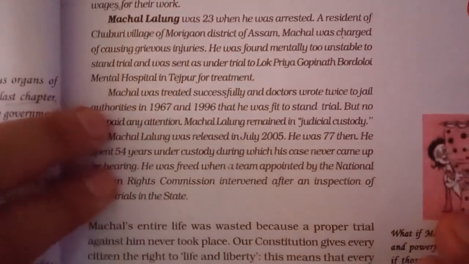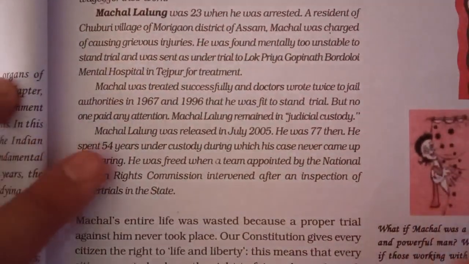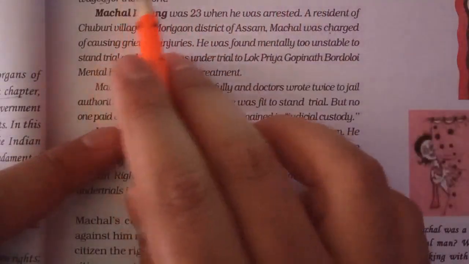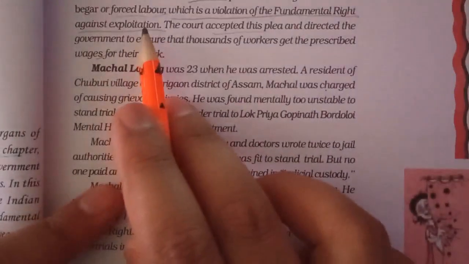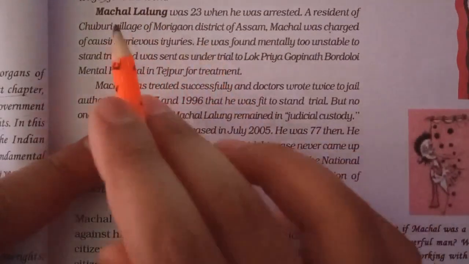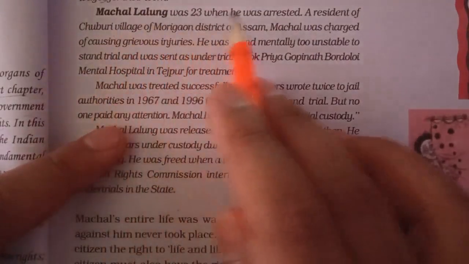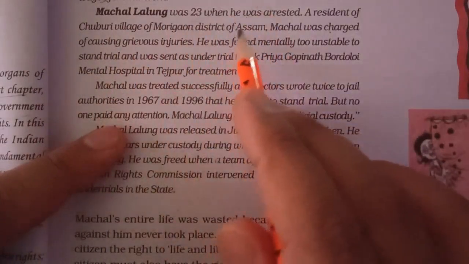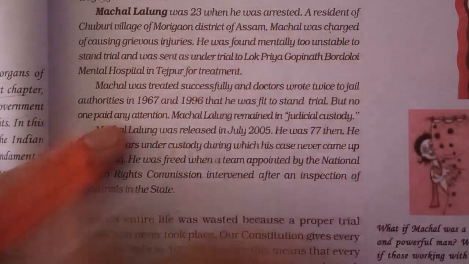The other example is a bit different from this. In this one you saw the fundamental right against exploitation come into action. Now let's see the other case. Machal Lalung was 23. This was a man, a 23-year-old boy we can say, when he was arrested. When he was arrested, he was just 23 years old.